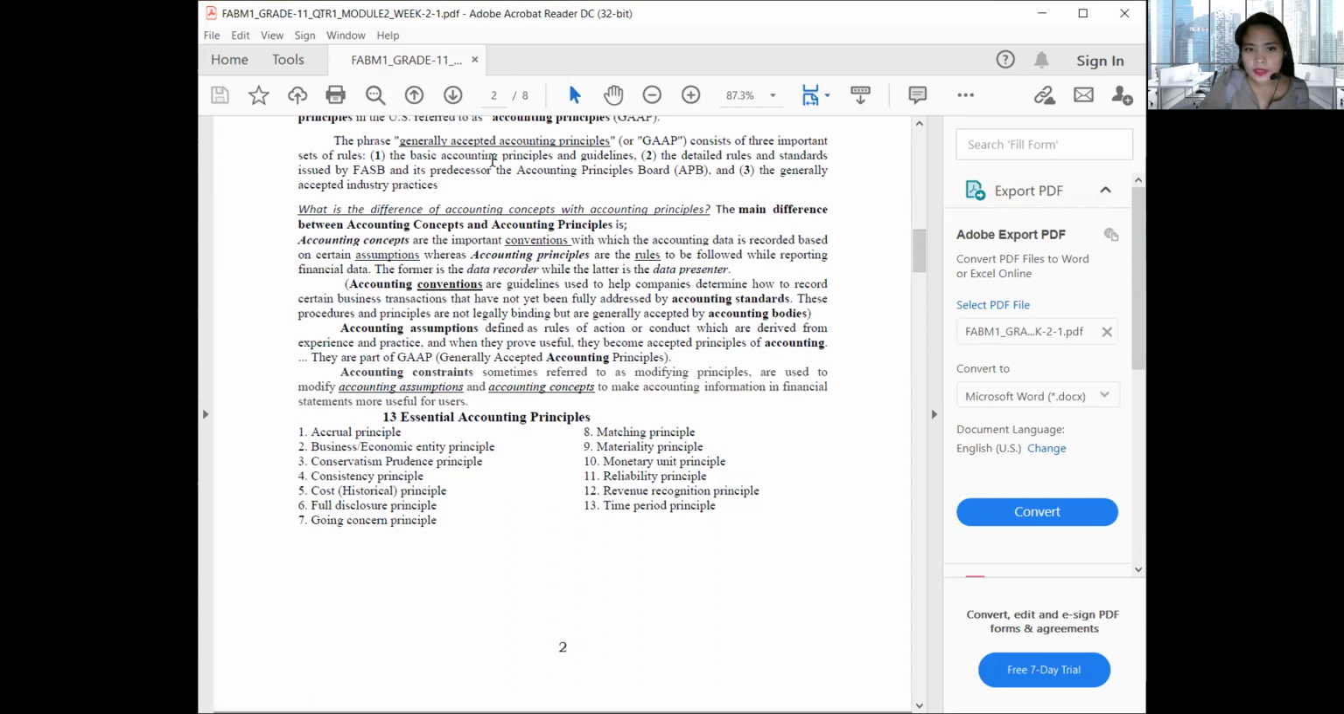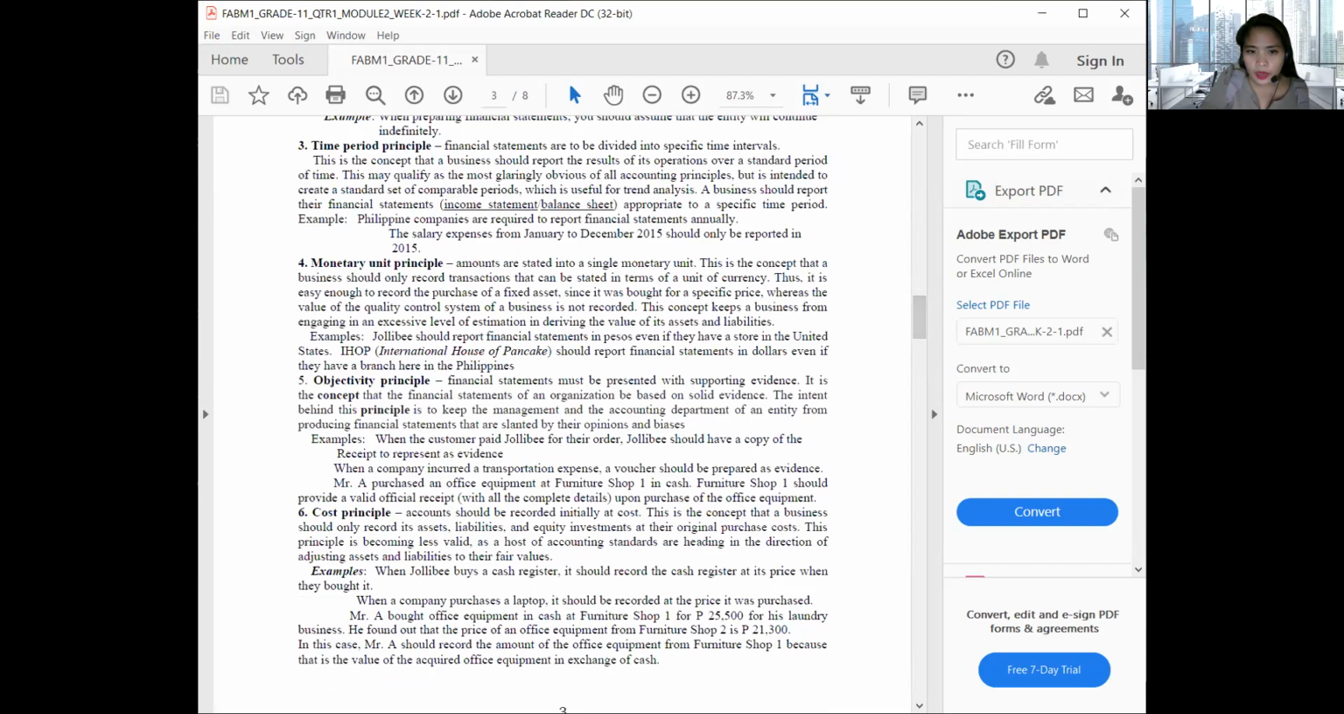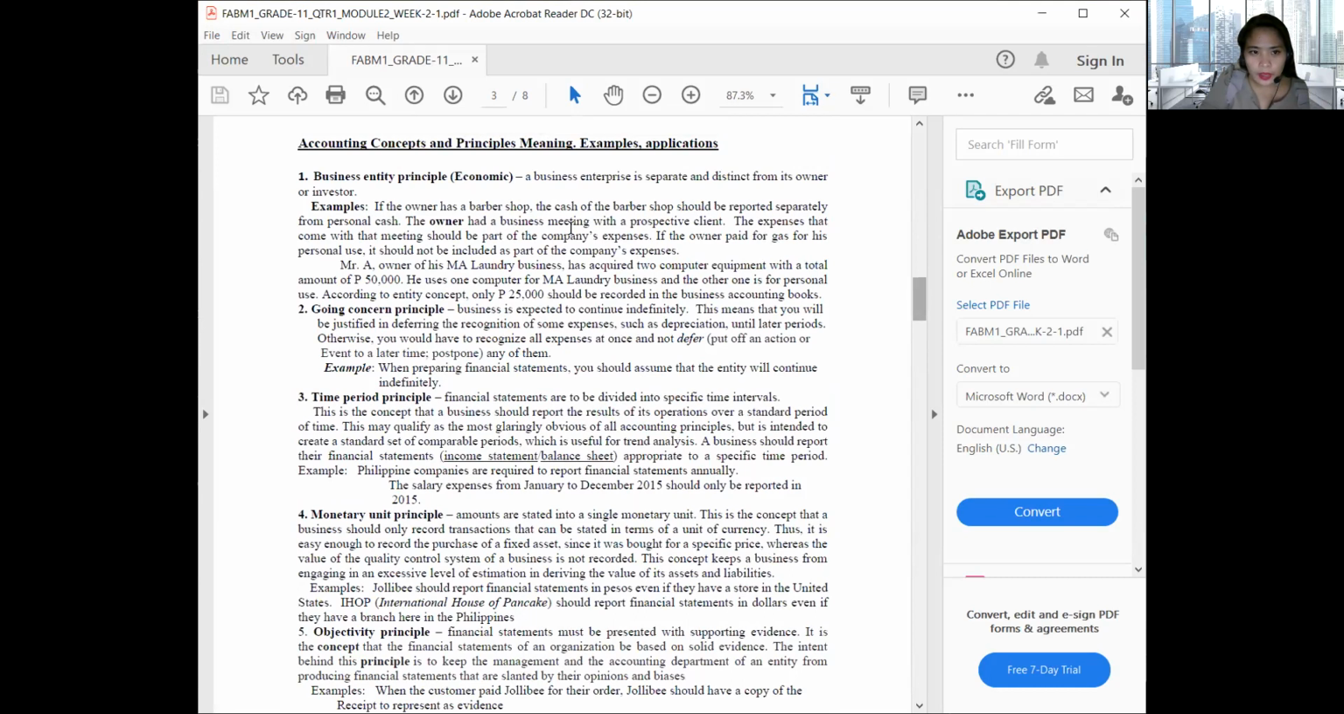Ayan, so GAAP, na-mention na kanina, Generally Accepted Accounting Principles. Yan, it's the rules to be followed while reporting financial data. So actually, meron pang ibang generally accepted accounting principles. Ayan, ayan. Business or entity principle. Pag sinabing, ito kanina, na-mention ko na ito kanina, you are part of the economics or economy rather. Okay? So, if the owner has a barbershop, the cash of the barbershop should be reported separately from personal cash. Okay? So business entity concept means na yung business mo is separate from you.